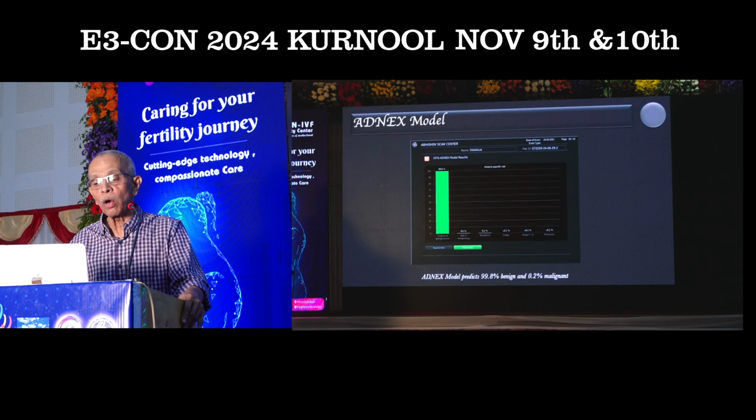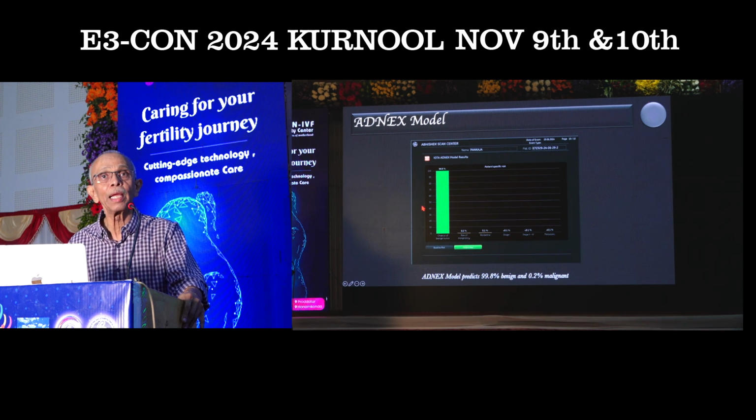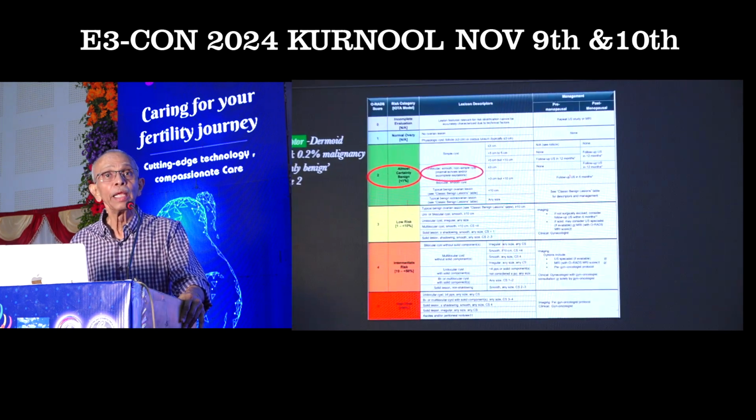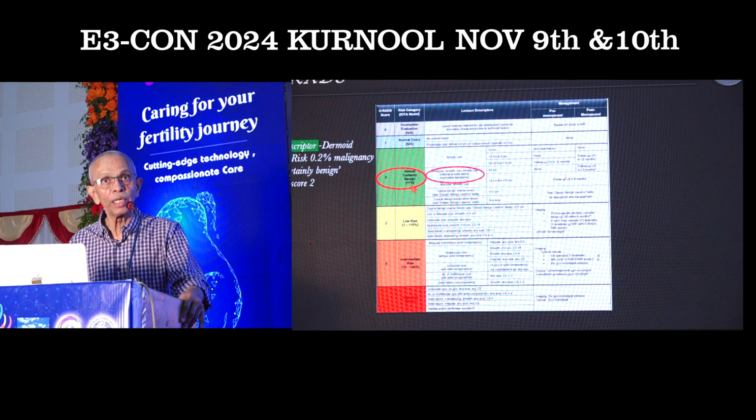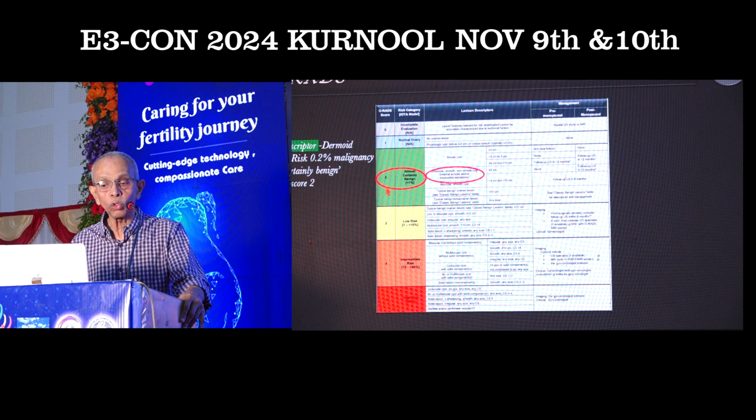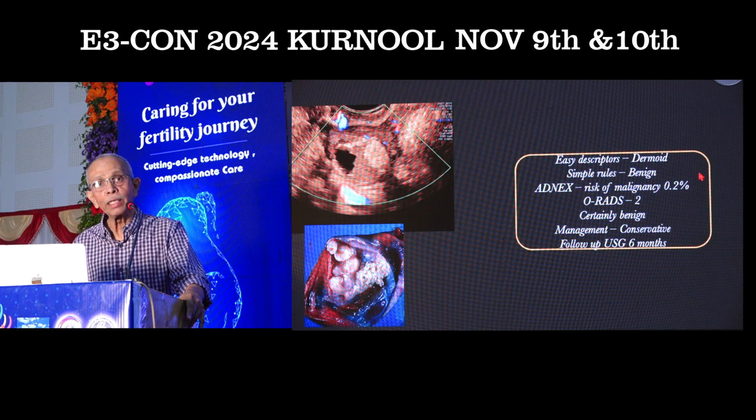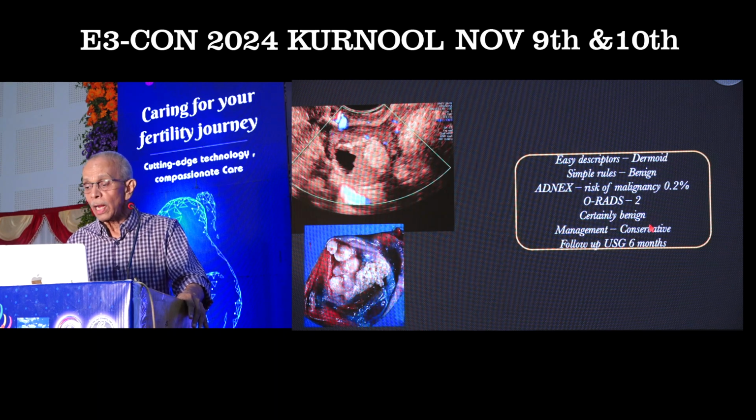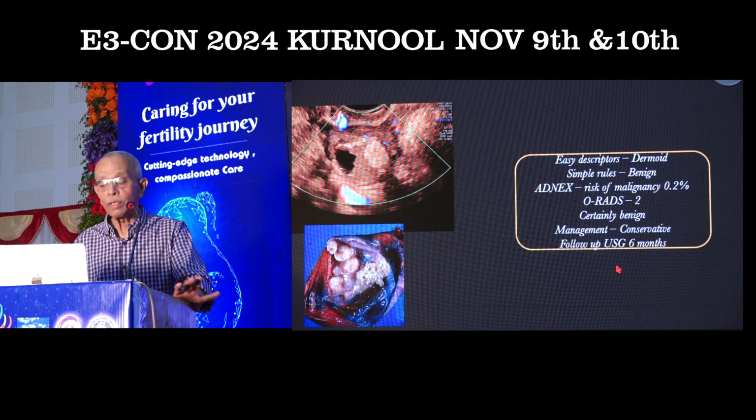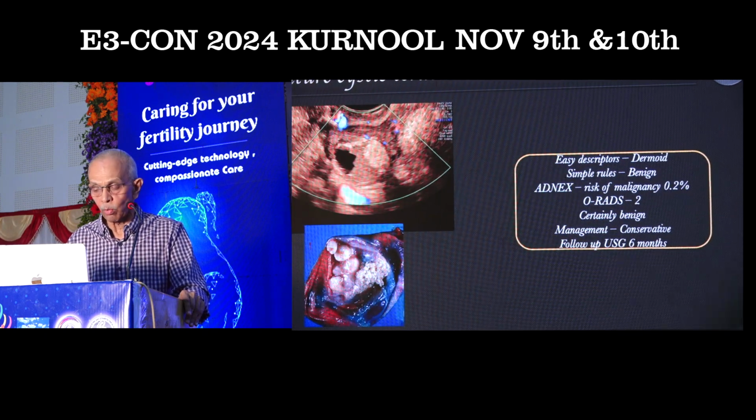You put it onto the ADNEX model. Here we can see that the model predicts 99.8% to be a benign lesion, whereas the O-RADS shows that it is definitely a possibility of a benign lesion. O-RADS score is 2. Based on this, easy descriptors say dermoid, simple rules say benign lesion, and the ADNEX risk of malignancy is only 0.02, definitely less than 1, and the O-RADS score is 2, certainly benign, and then the management is conservative management. This is a mature cystic dermoid, teratoma.